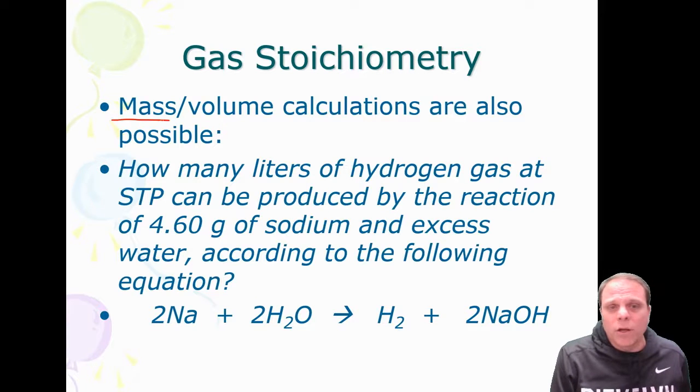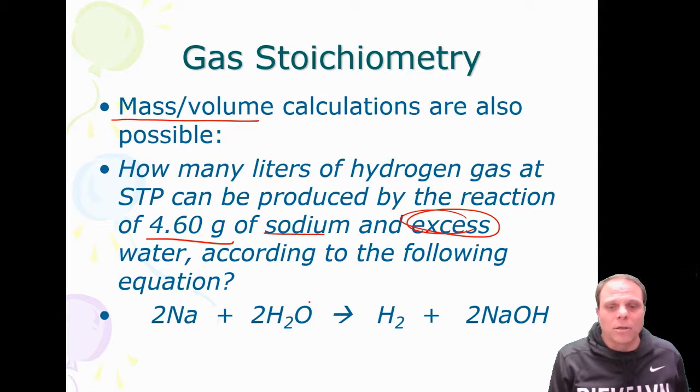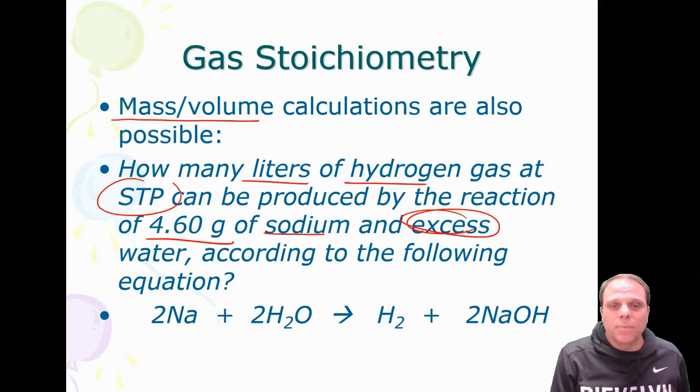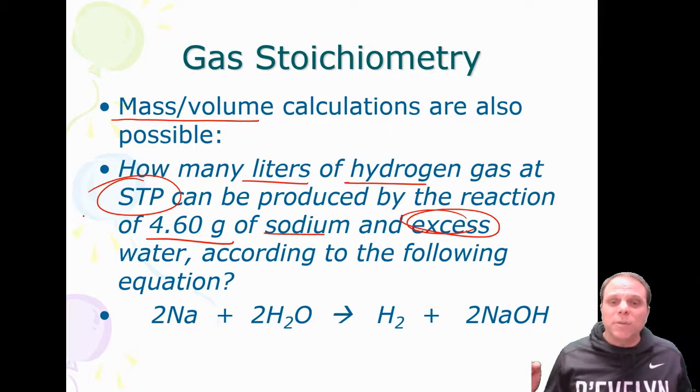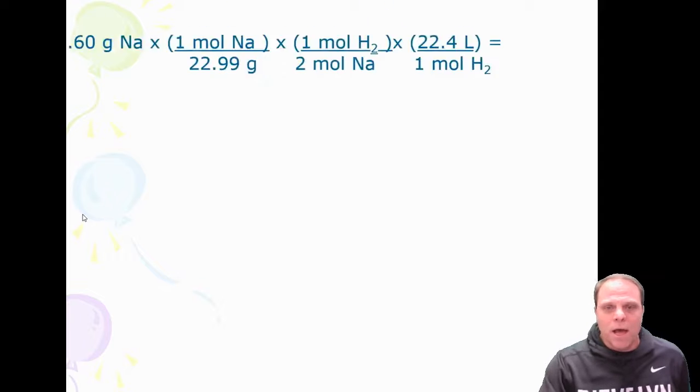And now, again, we're just showing you how we can do mass and volume calculations. We've been given grams of sodium. We don't have to do any limiting reactant because we have excess water, so we're fine. We know that sodium is the one we got to start with. And then it says how many liters of hydrogen. Oh, yay, STP. STP is huge because as soon as I see STP, that means I can use that what number? 22.4. Yay! It's an easy number to go with.